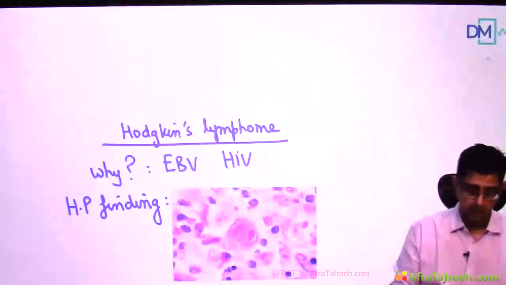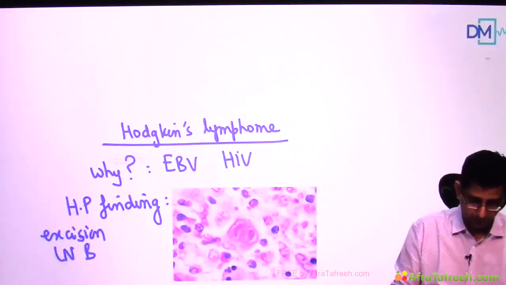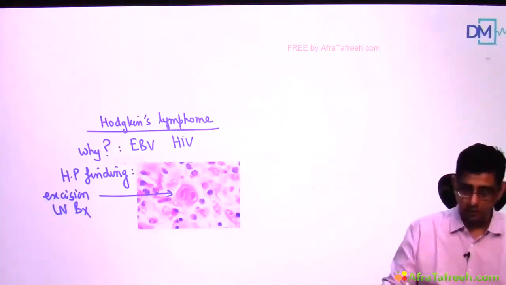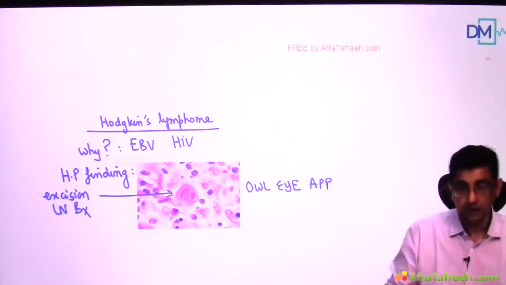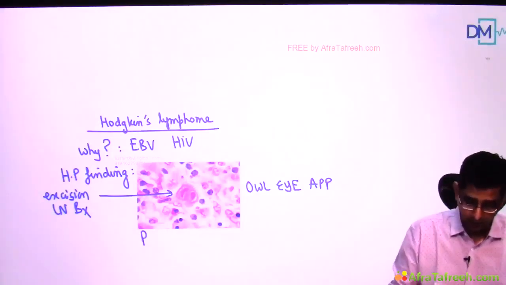So when you read a question that mentions the fact that the excision lymph node biopsy in a patient is showing this particular representation of an owl eye appearance due to the prominent nucleoli present in the cell, then we are going to call this cell a Reed-Sternberg cell.